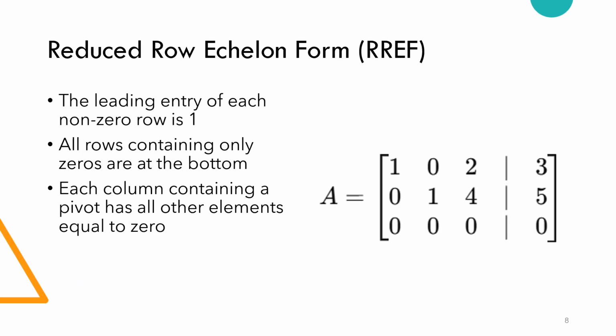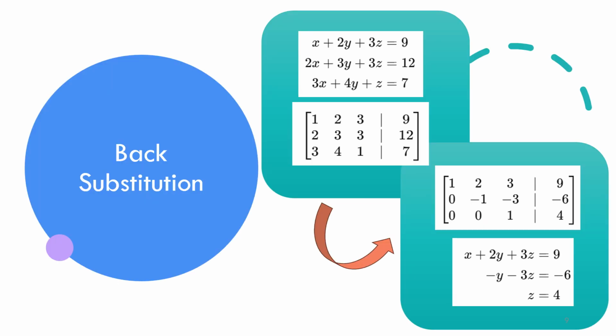There is also a reduced row echelon form, which still has leading entries, but the leading entry of each non-zero row is now 1. Additionally, all rows that contain only zeros are at the bottom of the matrix, and each column that contains a pivot has all other elements in that column equal to 0. Back substitution can be done on a matrix in row echelon form or reduced row echelon form to solve for the variables starting from the last row, so that you can use known values for the variables to substitute into higher rows. In turn, this will give the unknown values for each of the variables from the initial linear equations.